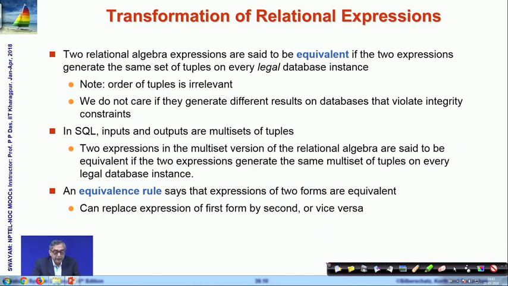We also note that in SQL, input and output could be multi-sets. So, the same thing has to be satisfied in terms of multi-sets. So, based on this we define a set of equivalence rules that say that two expressions are equivalent. So, you can use that rule to transform one expression into the other and vice versa.